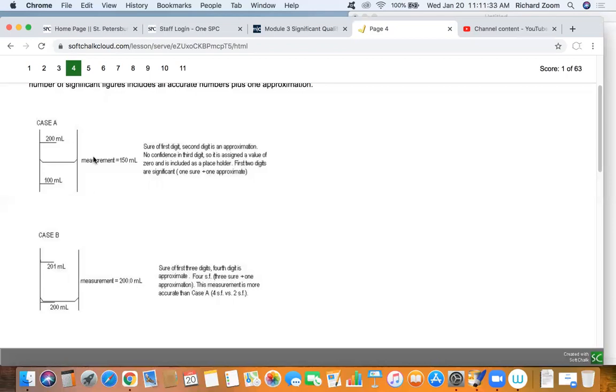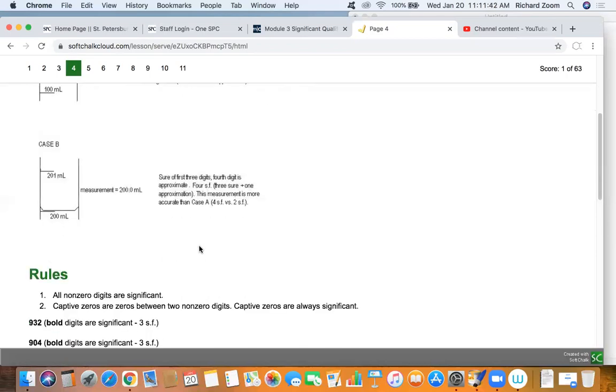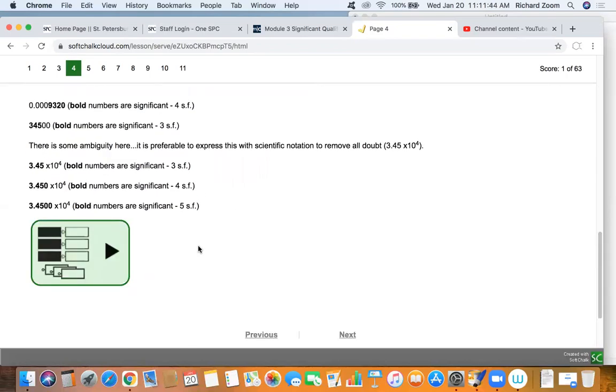So this has 4 significant figures. This would be much more accurate. Case A is less accurate than case B. Does anybody have any questions? So that's the basis of the significant figures there.